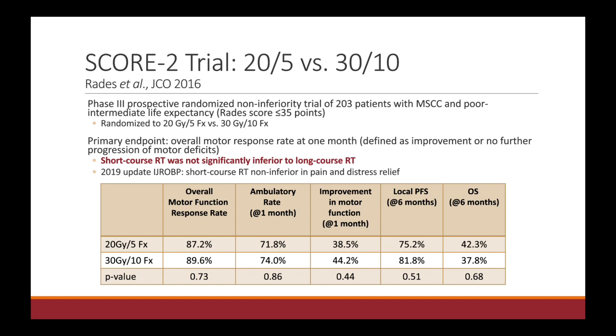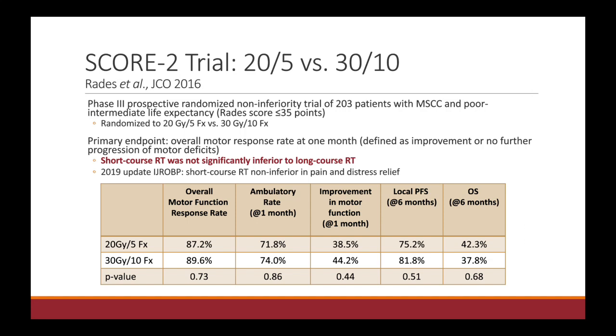In 2016, Rades came out with the SCORE 2 trial, which was now a phase 3 prospective randomized trial, so level 1 evidence, and it was a non-inferiority trial in patients with poor to intermediate life expectancy with cord compression, Rades score of 35 points or less. And these patients were randomized to receive 20 gray in 5 fractions, which remember was short course radiation, versus long course of 30 gray in 10 fractions. And the primary endpoint was overall motor response rate at 1 month.